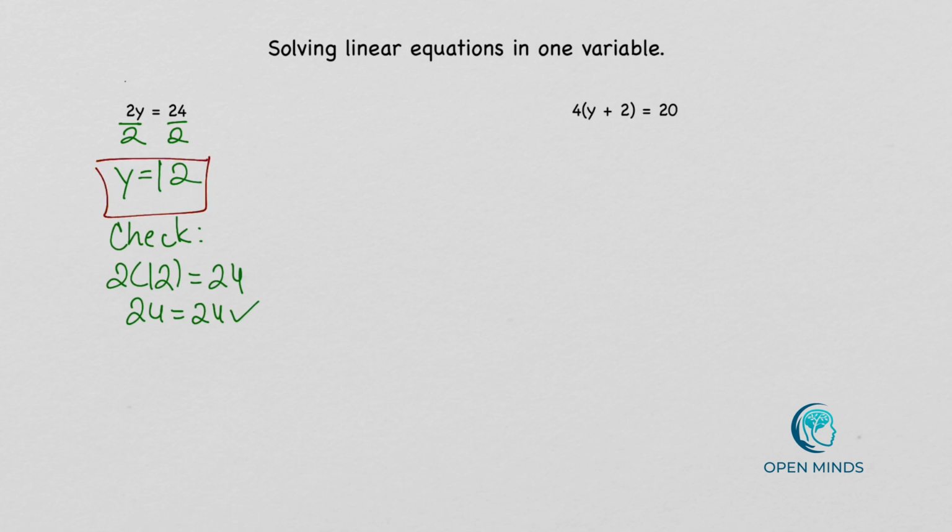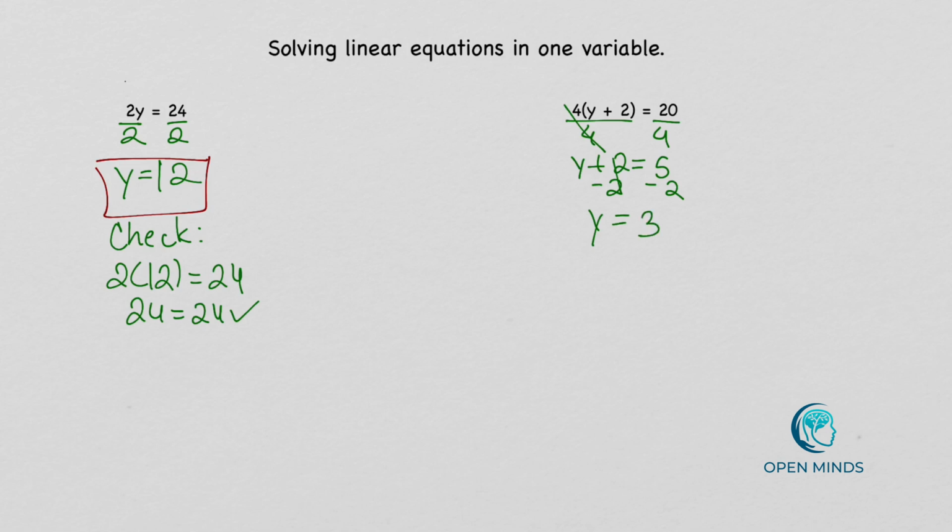So y is indeed 12. All right, moving on. 4 times (y plus 2) equals 20. Okay, so for this one, remember, the 4 is outside the parentheses. So we want to deal with that first. And here, this implies multiplication. We're multiplying 4 times what's in parentheses. So we want to do the inverse, which is to divide both sides of the equation by 4. So it cancels here. Bring down the y plus 2, which equals 5. All right, then we are going to subtract 2 from both sides. So y is equal to 3.